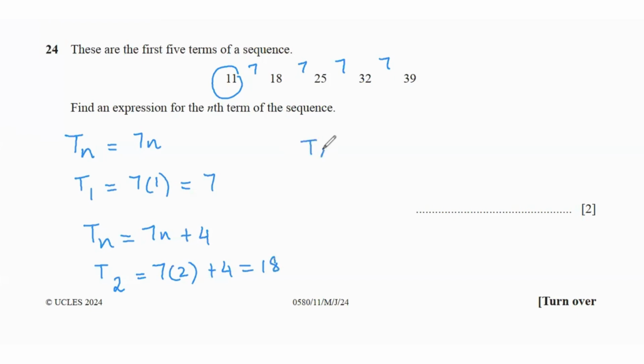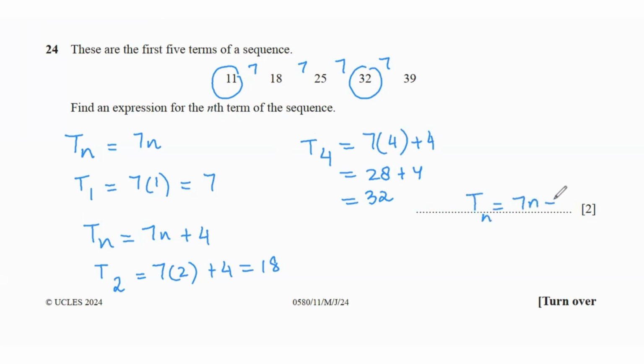Let's try another one. You find the fourth term. That's 7 times 4 plus 4. So that's 28 plus 4, and that's 32. Once again, it matches with the sequence. Hence, the nth term is 7n plus 4.